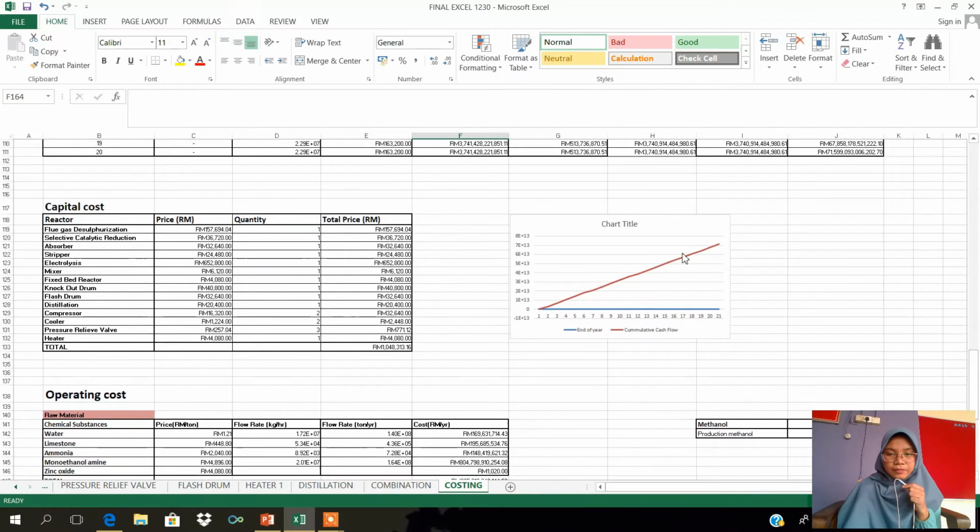And this is the flow chart, which is the graph showing our cumulative cash flow and the number of years. So that's all from our group, and thank you.